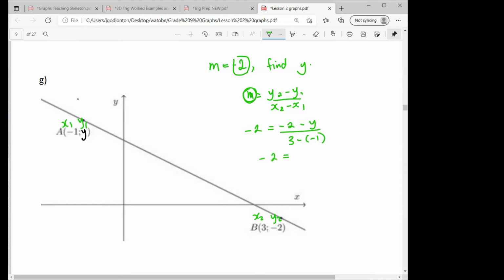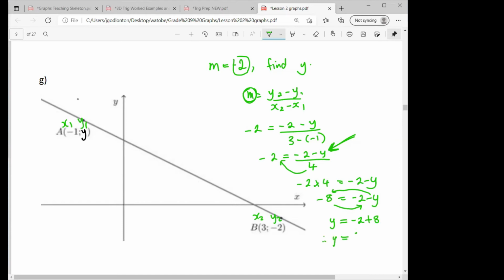Okay, so now we have an equation. We have -2 is equal to -2 minus y over 3 plus 1, and so that becomes 4. Now I'm trying to find that y value over there. So I'm going to move this 4 up, and I'm going to say that that's -2 times 4, which gives me -8. And then I'm going to move my y over and my 8 over. So y is equal to -2 plus 8, which means y is equal to 6.